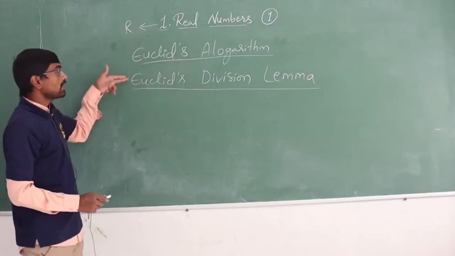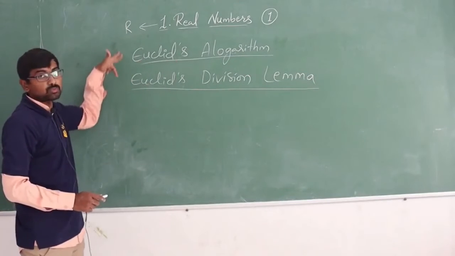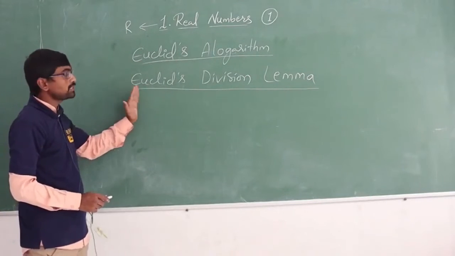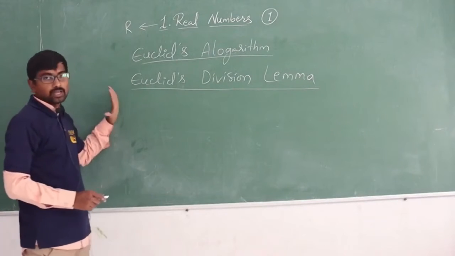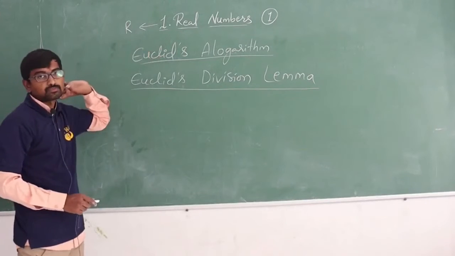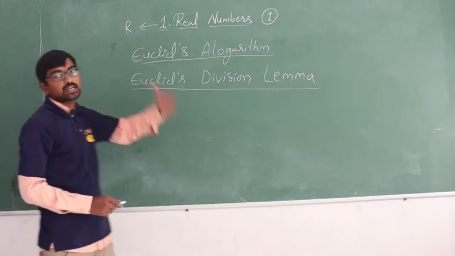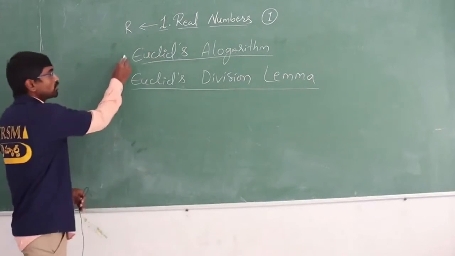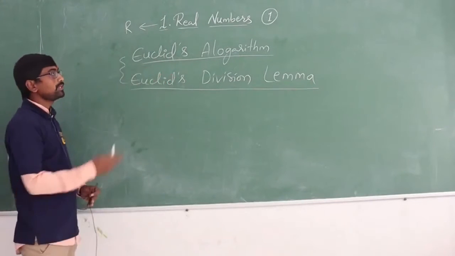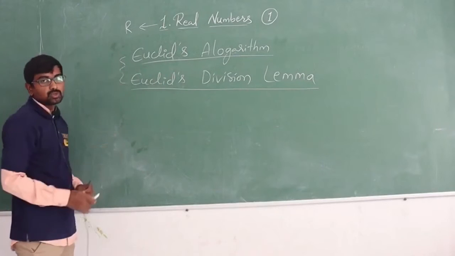So there is a difference between these two. Previously, the flowers and bees example clearly depends upon Euclid's algorithm. In the next class we will discuss both of these, Euclid's lemma and Euclid's algorithm, and the difference between them.